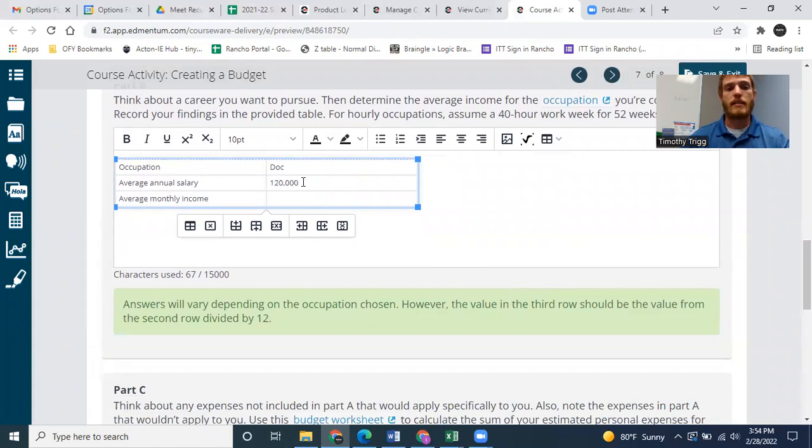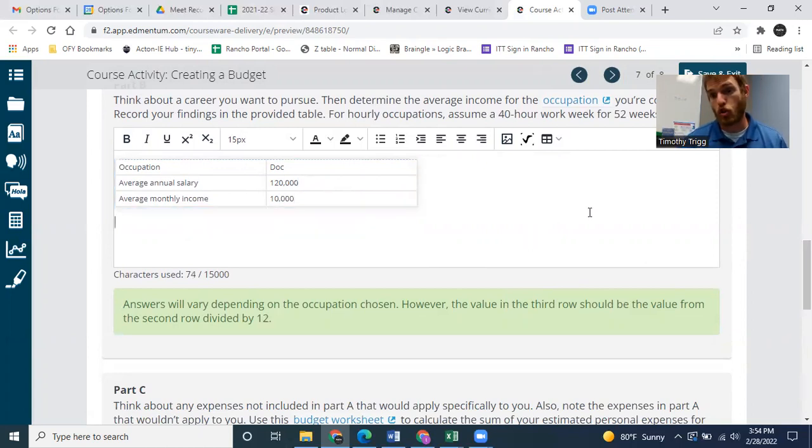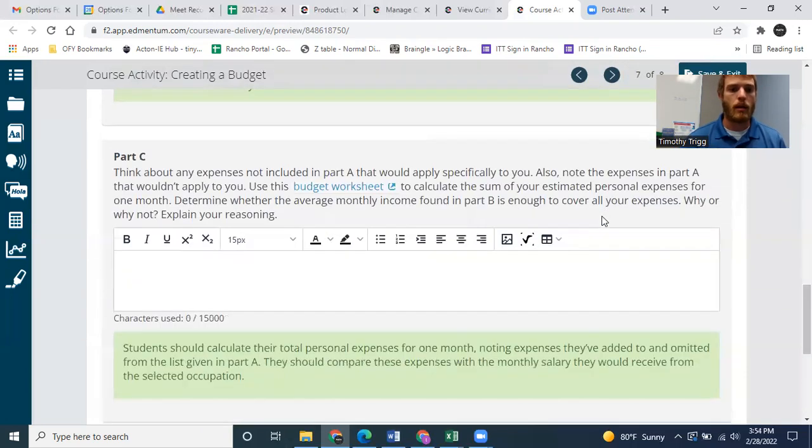Then you would take this annual salary, and if I want to find the monthly salary, I would take the annual one and divide it by 12. So in this case that I'm making up, that's $10,000, okay? Again, your number might be different or should be different, okay?